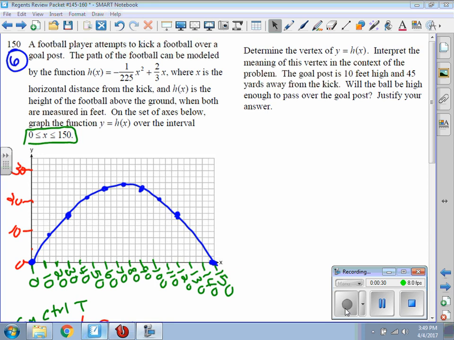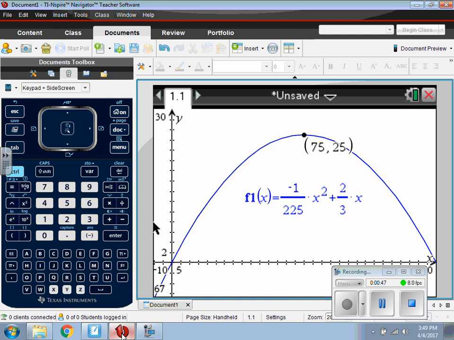On the set of axes below, graph the function y equals h of x over the interval from 0 to 150. So far what we had done is we put the function rule into the calculator, and it looked like this. Then we figured out what that maximum was, because we wanted to know how high the ball went, so we can figure out what scale to put along the y-axis. So we figured out that the highest that the ball goes is 25.